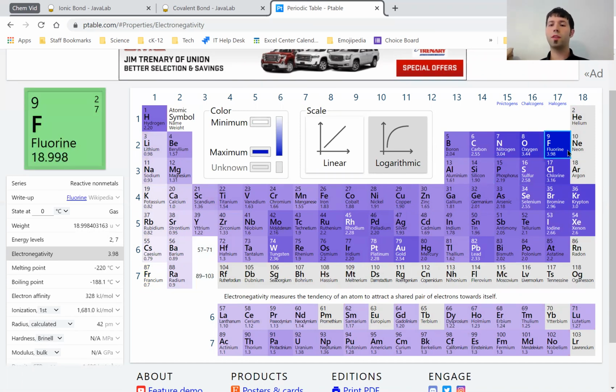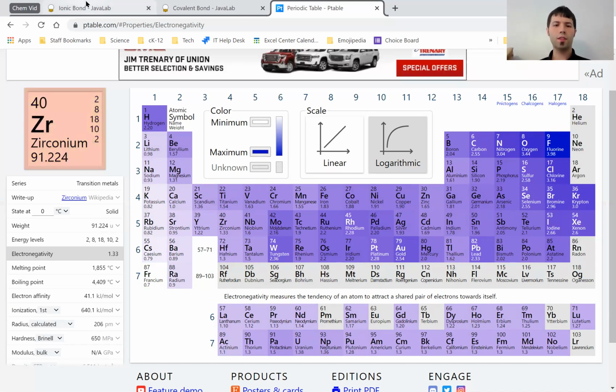Fluorine is the element with the highest electronegativity. Chlorine, sulfur, and oxygen also have high electronegativity, but not quite as much as fluorine. Electronegativity increases from left to right and from bottom to top, which makes fluorine the highest. And francium is one of the lowest, with an electronegativity of 0.7.